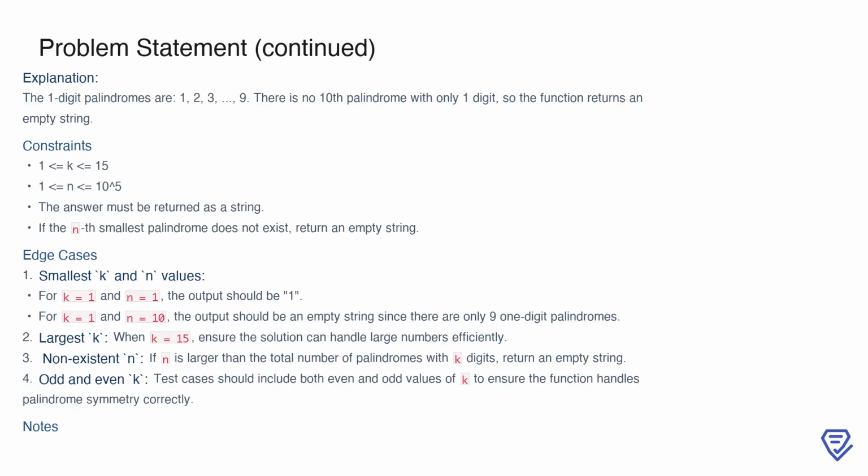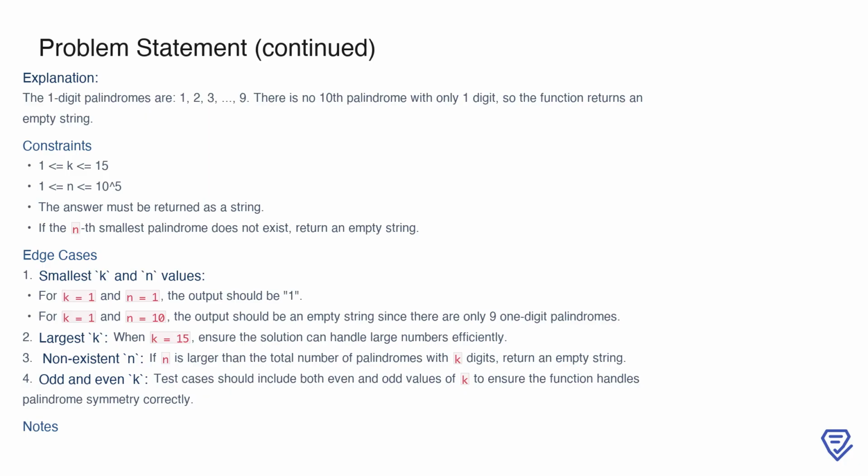First, k ranges from 1 to 15, and n can go up to 100,000. This means the solution must handle both small and extremely large inputs efficiently. For edge cases, consider when both k and n are at their smallest values. For example, with k equals 1 and n equals 1, the output should be 1 since it's the smallest one-digit palindrome. However, if k equals 1 and n equals 10, the output is an empty string because there are only 9 one-digit palindromes. Another edge case arises when n exceeds the total number of palindromes for a given k. For instance, with k equals 4 and a very large n, the function should return an empty string.